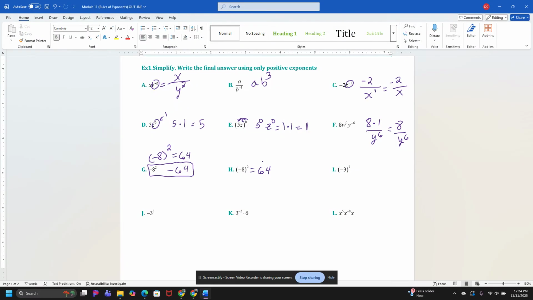Now, even powers end up being positive with parentheses, but odd powers don't. Okay, because this is like saying negative 3 times negative 3 times negative 3. Well, that gives you negative 27. In this one, you've got negative 8 times negative 8. Two negatives make a positive when multiplied. All right. This one is also going to be negative 27.